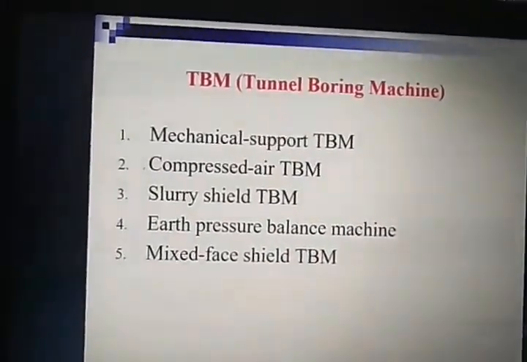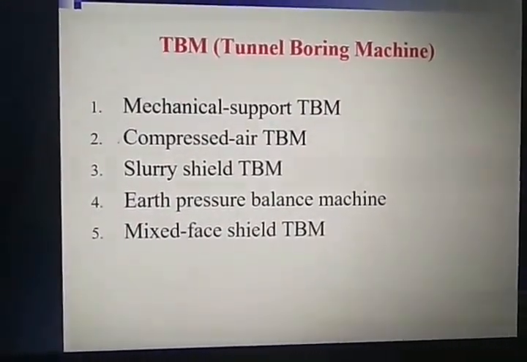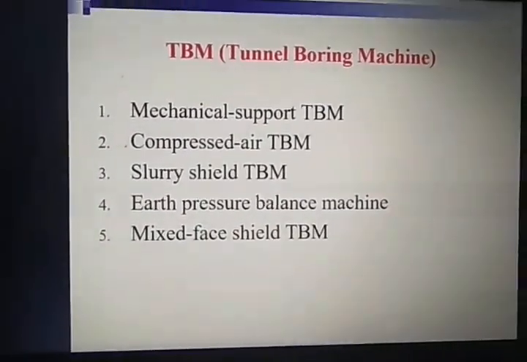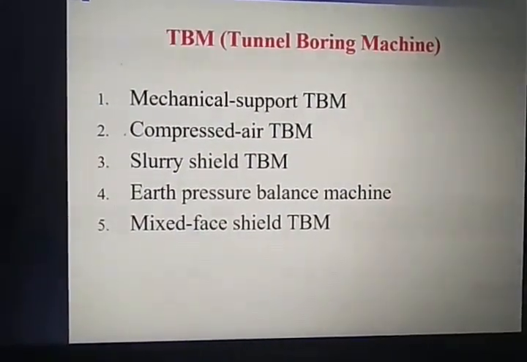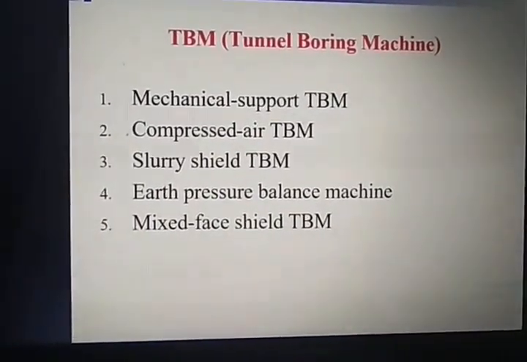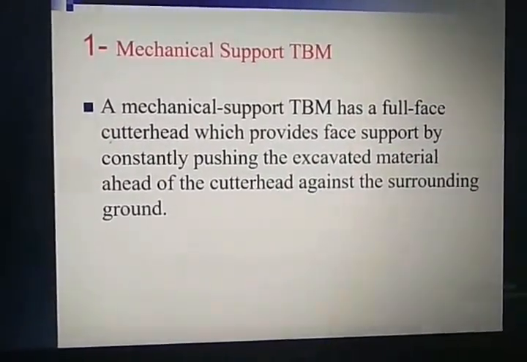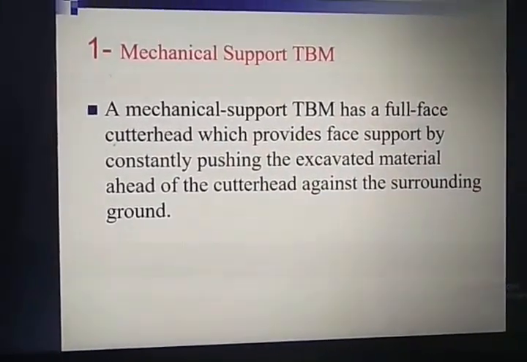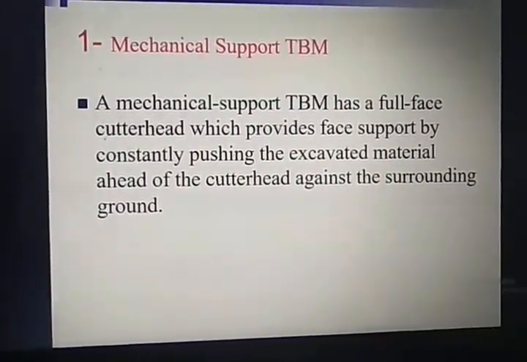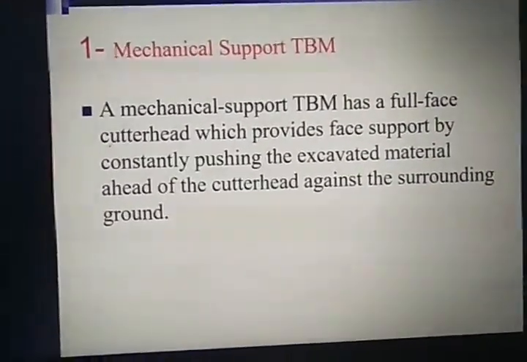There is a tunnel boring machine. Tunnel boring machine, in that again there are 5 types: mechanical support tunnel boring machine, compressed air tunnel boring machine, slurry shield tunnel boring machine, earth pressure balance machine, mixed phase shield tunnel boring machine. Mechanical support means a mechanical support tunnel boring machine has a full face cutter head which provides face support by constantly pushing the excavated material ahead of it, and mechanically whatever the debris is there is collected.